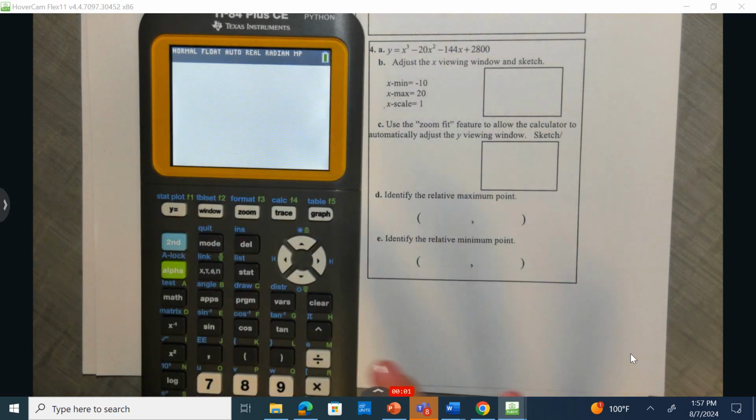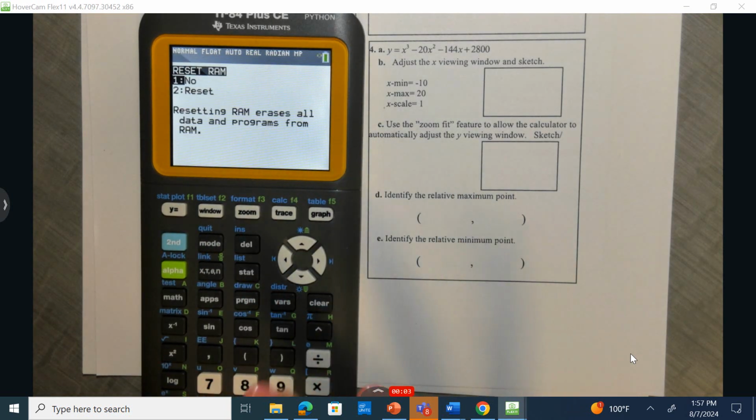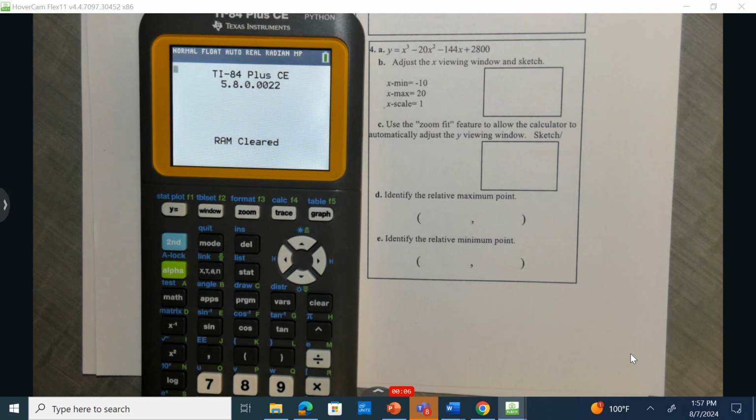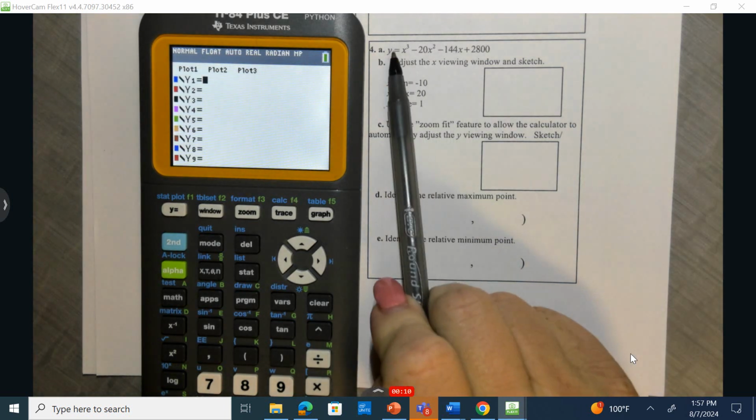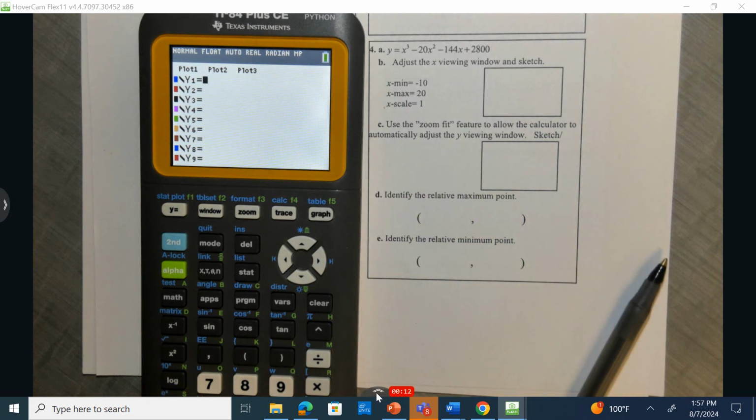I'm going to go second plus 712. It's going to say RAM cleared, and let's get started. So I'm going to right now press pause, and I'm going to plug in this polynomial equation. I'll be right back with you. Please do the same at home.